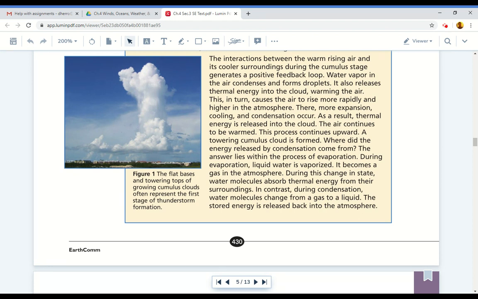Where did the energy released by condensation come from? The answer lies within the process of evaporation. During evaporation, liquid water is vaporized. It becomes a gas in the atmosphere. During this change in state, water molecules absorb thermal energy from their surroundings. In contrast, during condensation, water molecules change from a gas to a liquid. The stored energy is released back into the atmosphere.